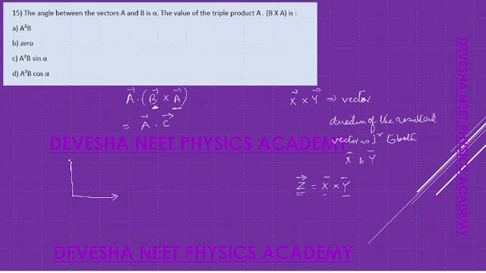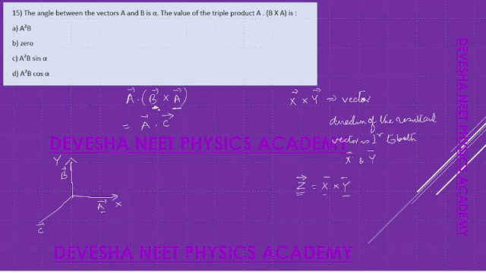Imagine the x-axis, imagine the y-axis. So imagine this is a, this is b, and this is the resultant vector, which is c. If this is the x-axis and this is the y-axis, then c will be perpendicular to both the vectors. So in a nutshell, c is perpendicular to a and c is also at 90 degrees with b, right?